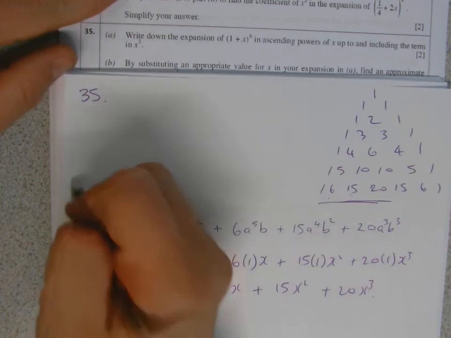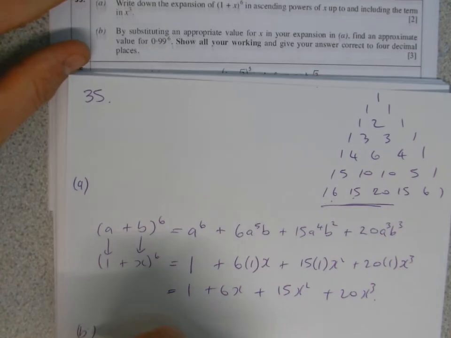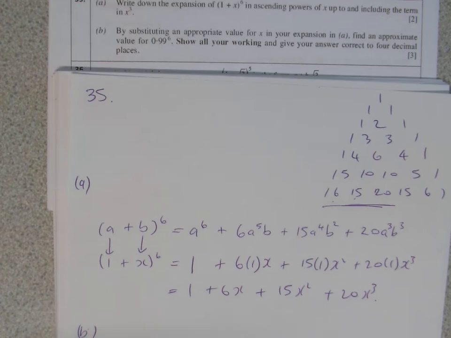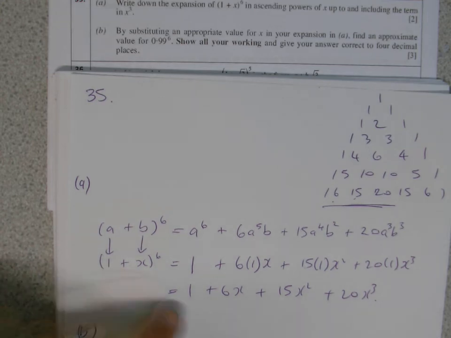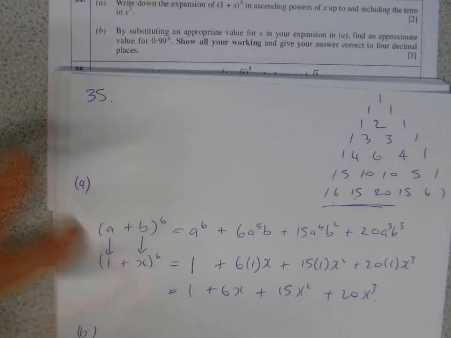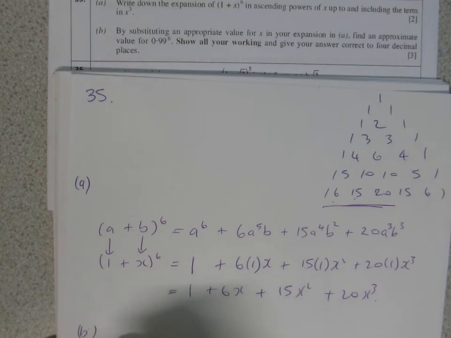Part B then, so that was your part A. Part B says, by substituting an appropriate value for x in your expansion in A, find an approximate value for 0.99^6. Show all your working and give your answer correct to 4 decimal places. So this expansion can be used to work out something as silly as 0.99 to the power 6.